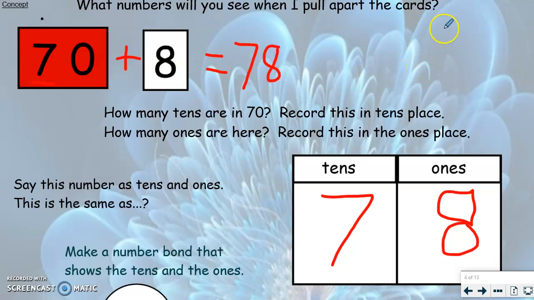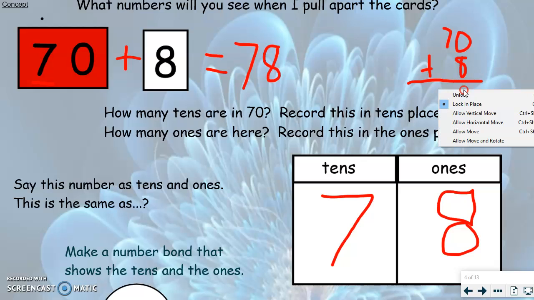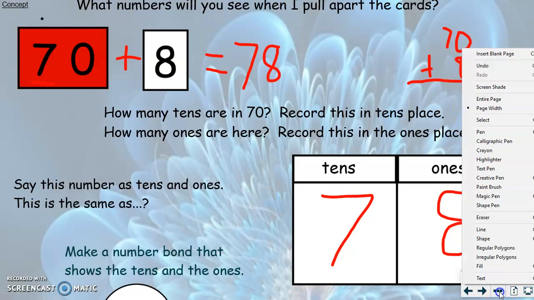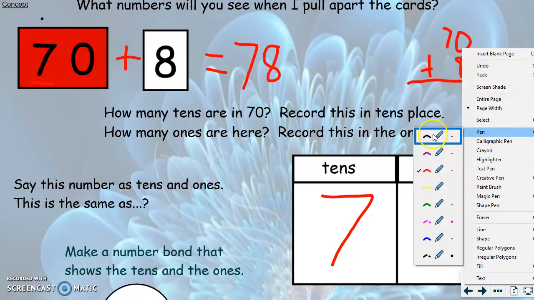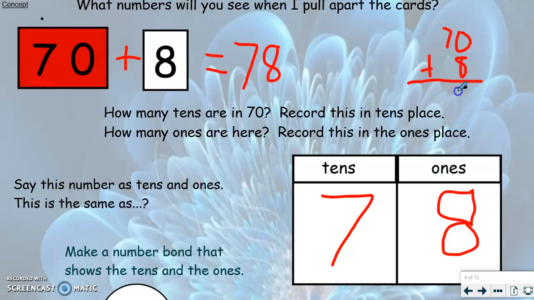Now, if we stacked this up and added it like this, 70 plus 8, we would still get 78 because if you just add the ones place, 8 plus 0 equals what? 8 plus 0 equals 8. And 7 doesn't have anything to add with, so we can put an imaginary 0 there. 7 plus 0 is 7.